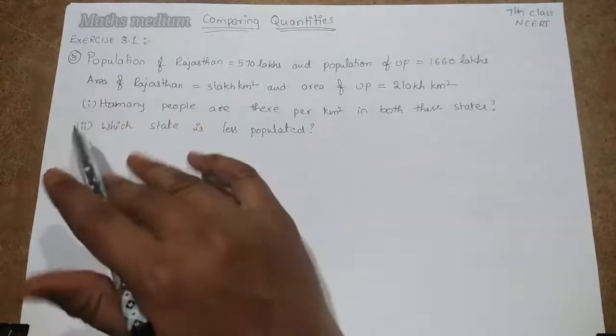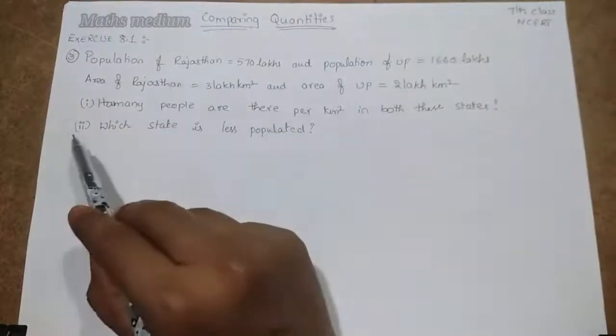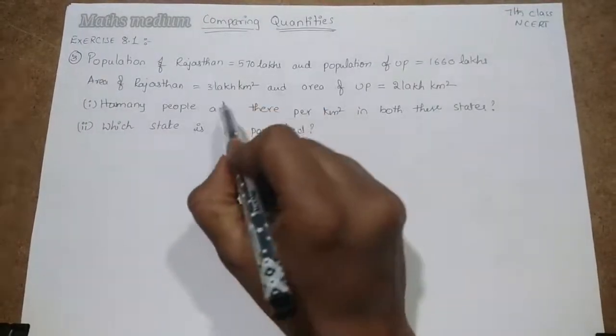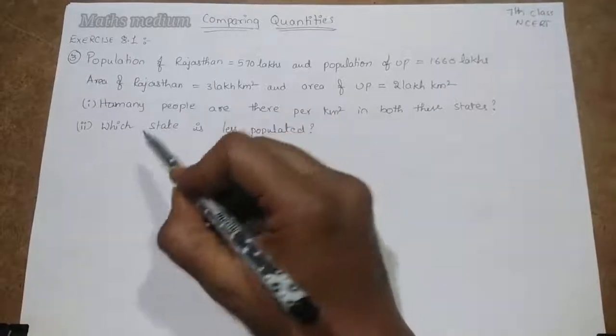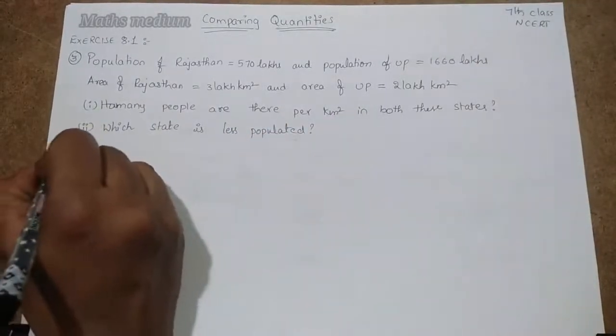We have to find how many people are there per kilometer square in both states. And second one is, which state is less populated? So first of all, we have to answer the first one. Then automatically we get the second one's answer. So let's start with the answer.